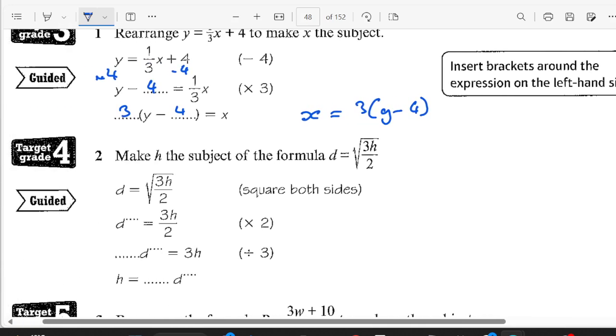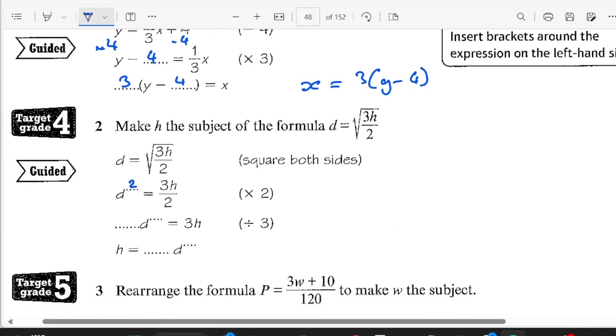Question 2, make h the subject of this formula. So we're going to start by getting rid of the square root by squaring both sides. That would give us d squared is equal to 3h divided by 2. We're then going to get rid of the divide by 2 by timesing by 2 on both sides. So that would give us 2d squared is equal to 3h, and then we're going to finish that by dividing both sides by 3. So we can arguably put this as 2/3 d squared. You can put the divide by 3 over both the numerator and the denominator, but you can have it as 2/3 there as well. Both are correct.